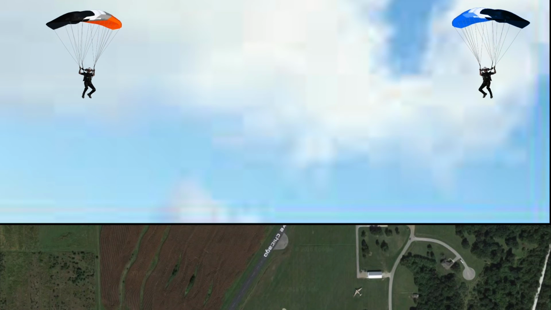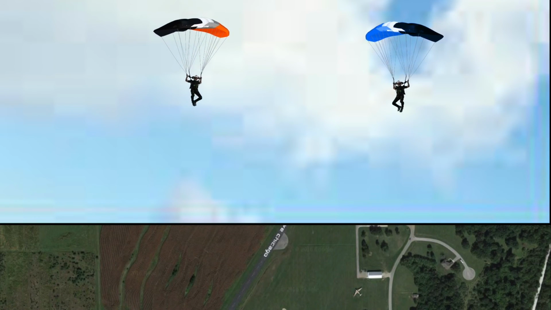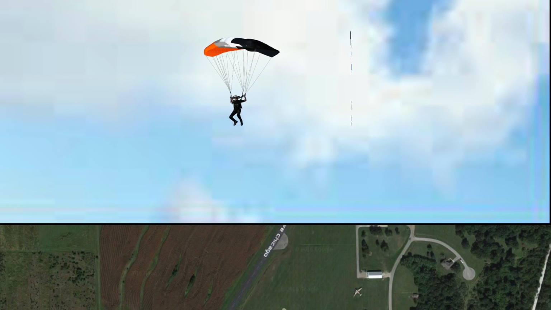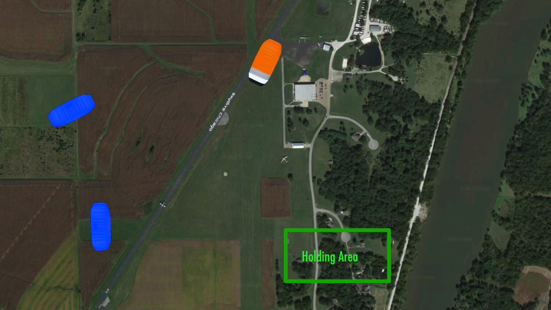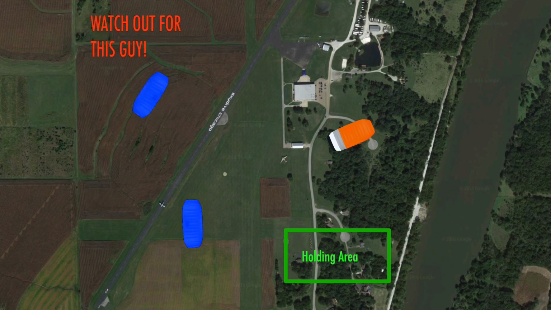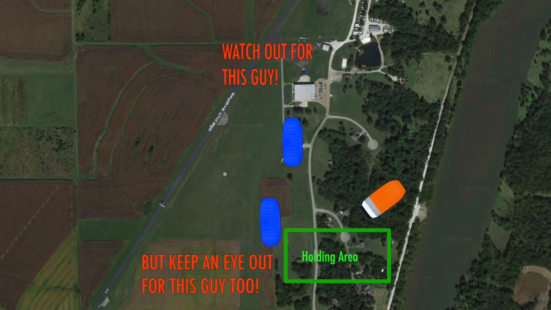If someone else is near you, kick your legs to let them know you see them and expect them to kick back. If you're concerned about the behavior of another skydiver, keep an eye on them, but also keep looking around for others.